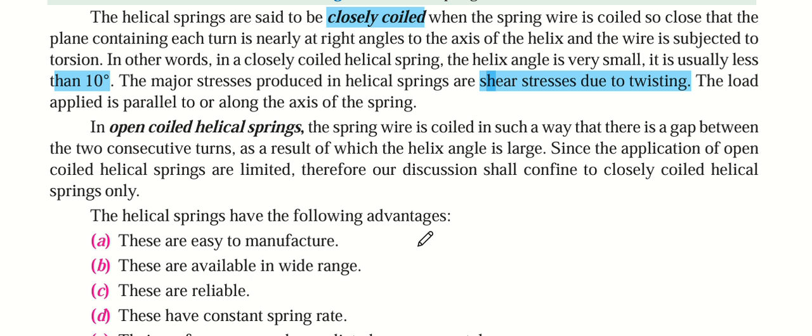We'll be using closed coil spring very widely, and some of the advantages of the helical spring in general are that they are easy to manufacture, they are easily available in a wide range, and they are reliable. They will last a very long time and they have a constant spring rate. So these are the major advantages of helical spring. So this is the first category of spring, helical spring.